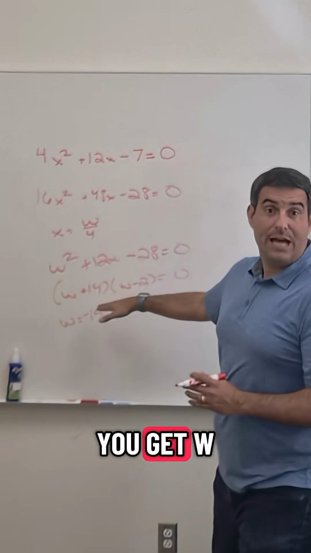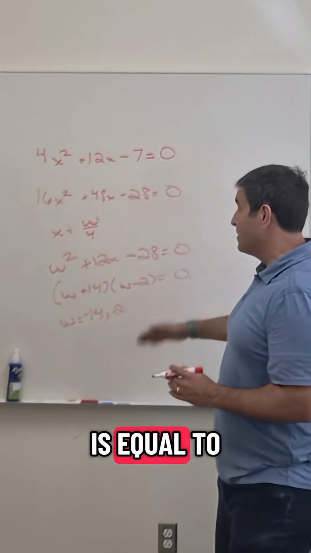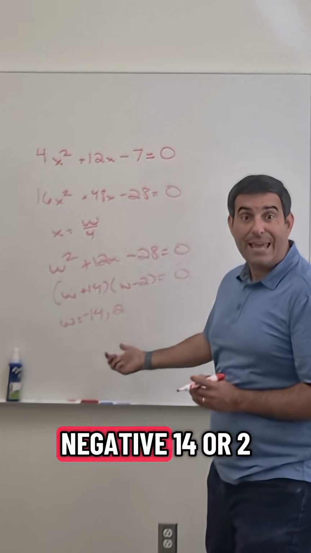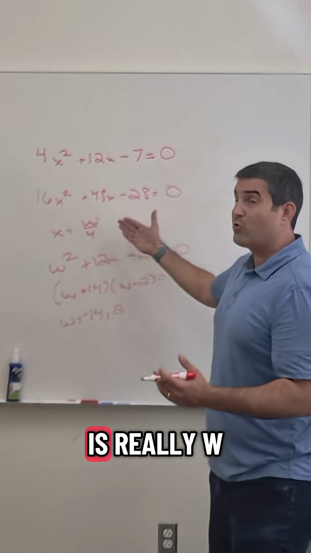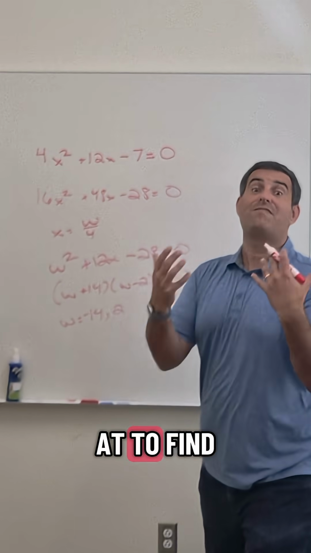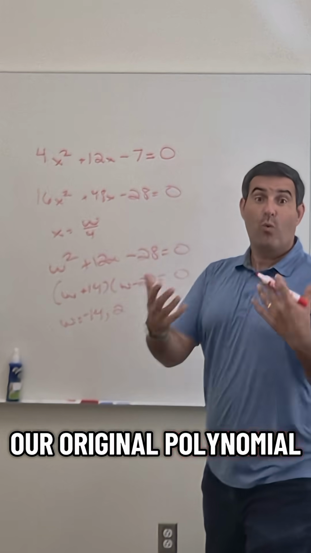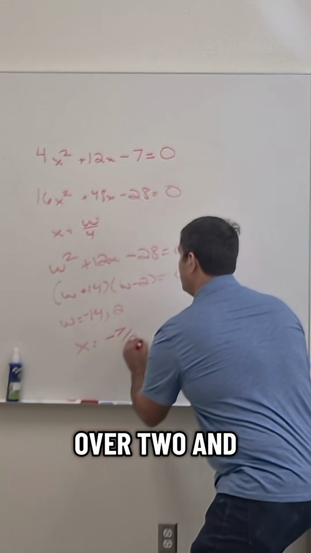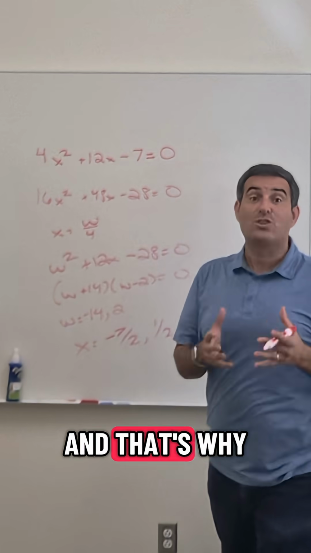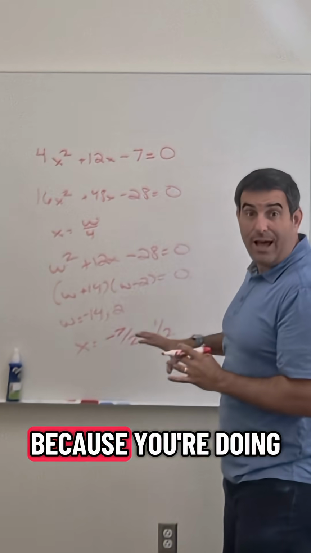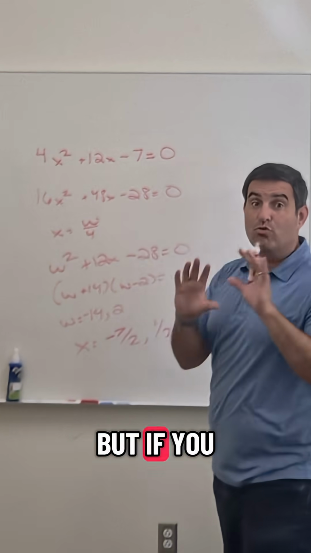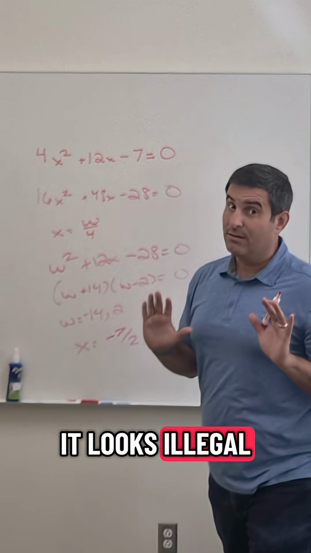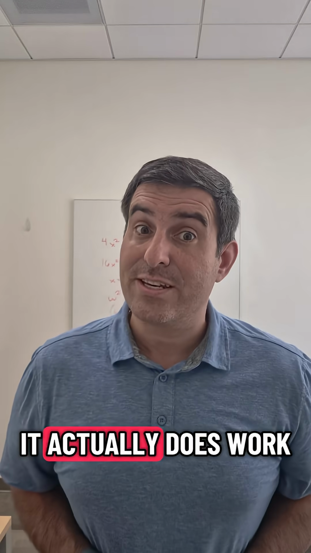So you factor and you get (w plus 14)(w minus 2) is equal to 0. w is negative 14 or 2, and since x is really w over 4, it makes sense that to find the roots of our original polynomial, we have to divide our answer by 4, so you get x is equal to negative 7 over 2 and 1/2. And that's why it is legal, because you're doing the substitution, but if you don't show it, it looks illegal. That's why it's called the illegal move, and that's why it actually does work.